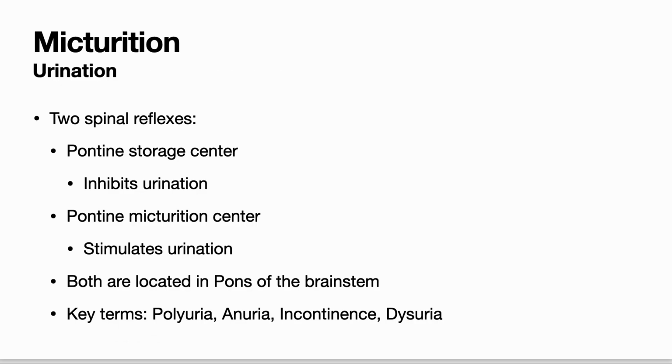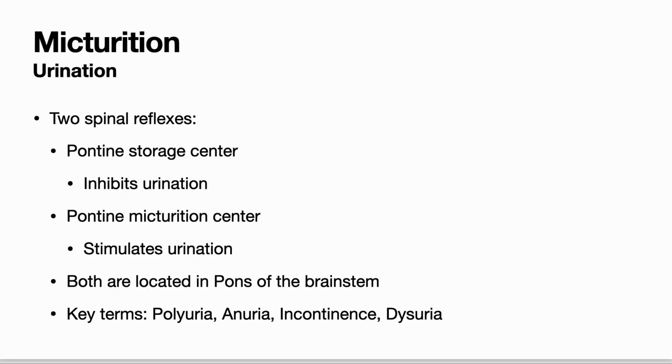We got a fancy word for urination. It's called micturition. It is governed by two spinal reflexes, both of which are located in the brainstem, specifically the pons. And hopefully you remember from AP1 that the brainstem has a lot of autonomic nervous system function. So a lot of centers that are going to govern things that you don't consciously think about doing. So think about heart rate, blood pressure, and things like that, but also urination.